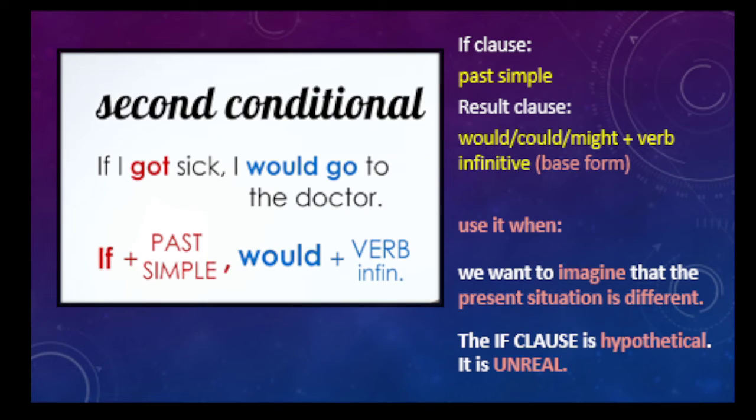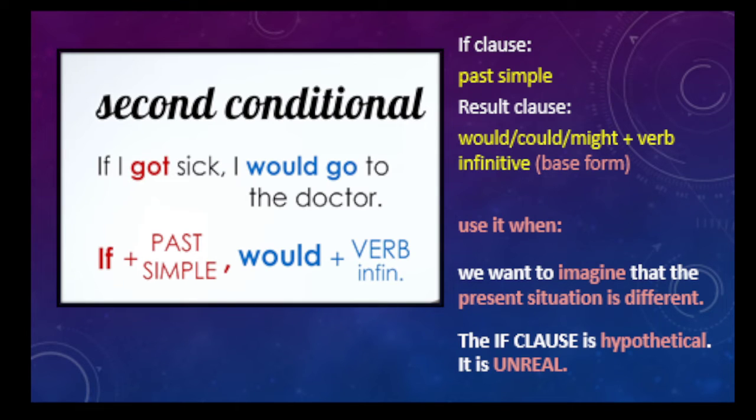Now let's move forward to second conditional. So this is the third type. Zero conditional, first conditional, then second conditional. In the if clause, you use the simple past tense. So, hindi na tayo gagamit ng present tense, simple present tense, but the simple past tense. And in the result clause, instead of using will, we use would. Instead of using can, we use could. We also can use might, plus the base form of the verb. Example, if I got sick, I would go to the doctor.